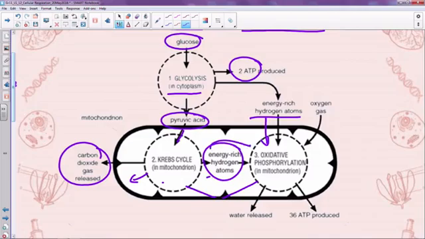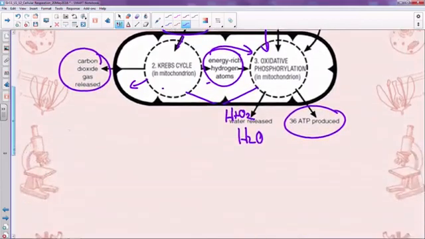The energy-rich hydrogen atoms are then carried into the stage known as oxidative phosphorylation, and during this stage, the energy from the hydrogen atoms is used to add a phosphate molecule to ADP to form ATP, and hence we have 38 molecules of ATP being produced. During that process, the energy from the hydrogen atoms decreases and the hydrogens become de-energized, and those de-energized hydrogen atoms combine with oxygen and form H2O, which is exhaled. Cool, so that's the overview.